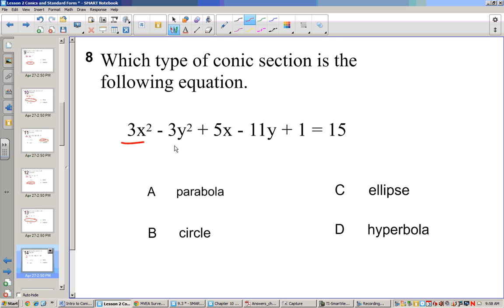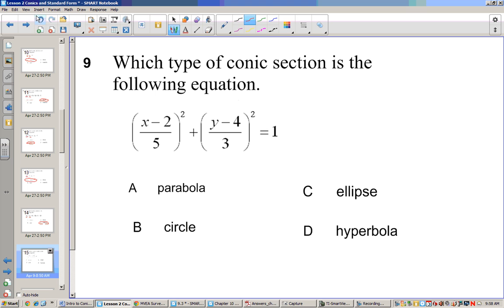Here we have an x squared, a y squared, no other squareds. These are on the same side, so it's going to be a hyperbola. Now, if I had this one written in standard form, this would be x over 5 squared, which would be x squared over 25. This would be y over 3 squared, which would be y squared over 9.